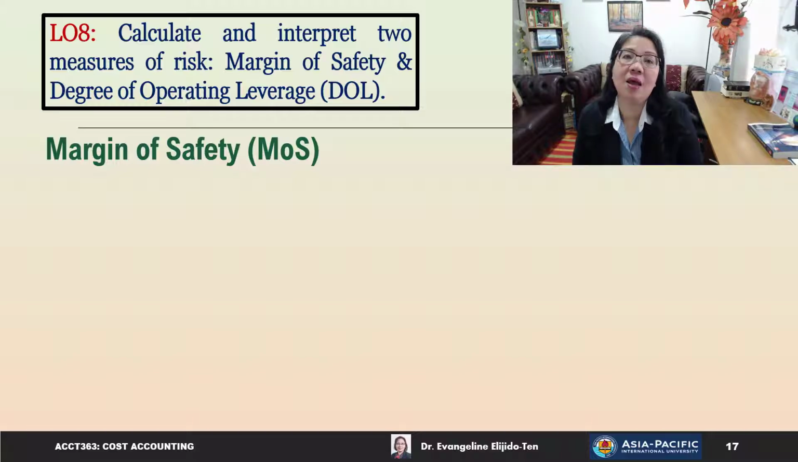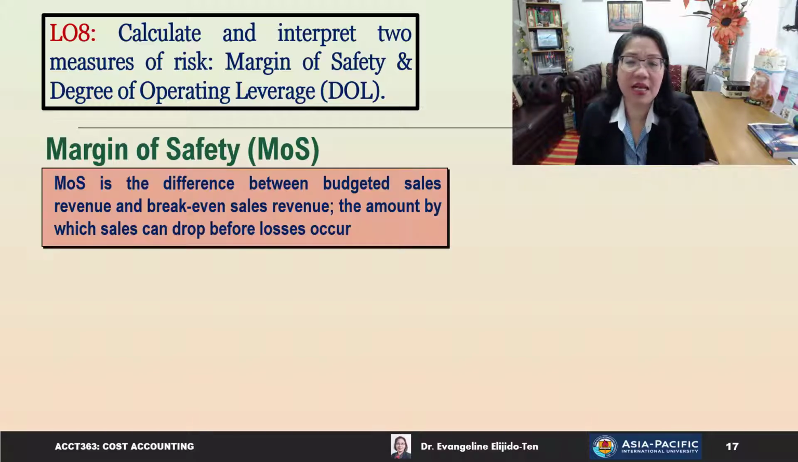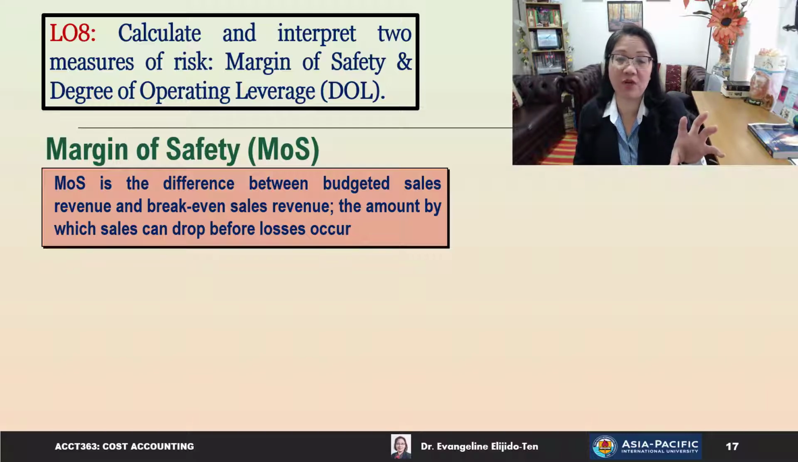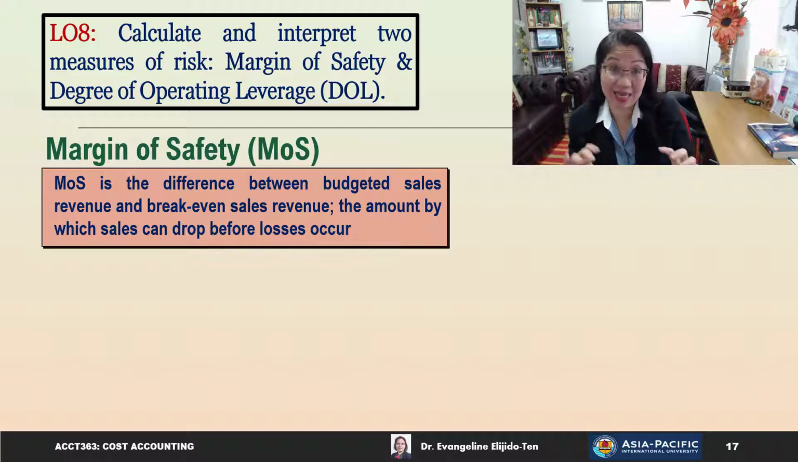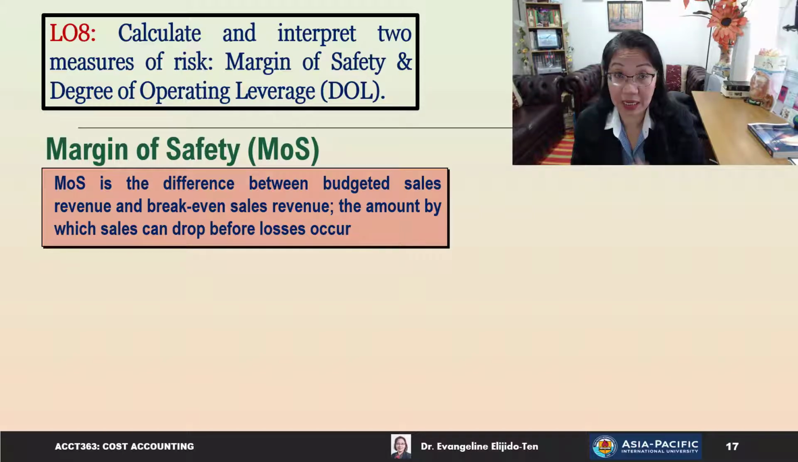Now let's go to learning objective 8, where we will learn to calculate and interpret two measures of risk. First is margin of safety, and the second is the degree of operating leverage or DOL. So let's start with margin of safety or safety margin. This is simply the difference between your budgeted sales revenue or your actual sales revenue and your break-even sales revenue. This is the amount by which the sales can drop before any losses are incurred.